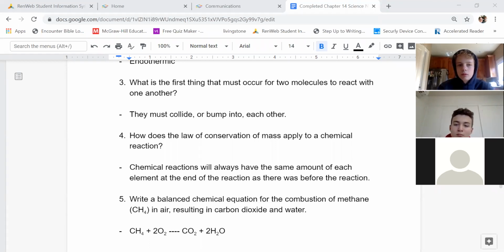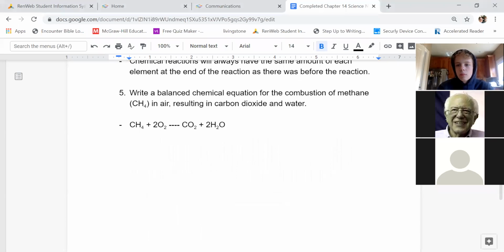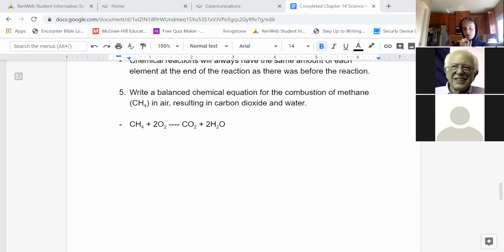All right, so let's see if I can erase all of this at once. There we go. Now, number 5, write a balanced chemical equation for the combustion of methane. This is the methane. And air, this is air. Air always comes in pairs. That's why there's this pair right there. All right. So I have 2 of those molecules.